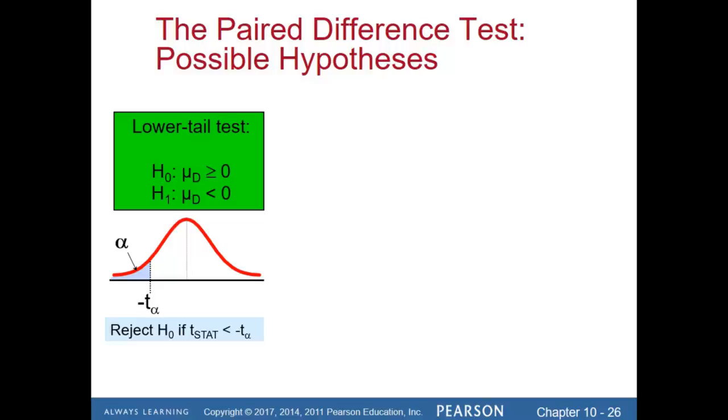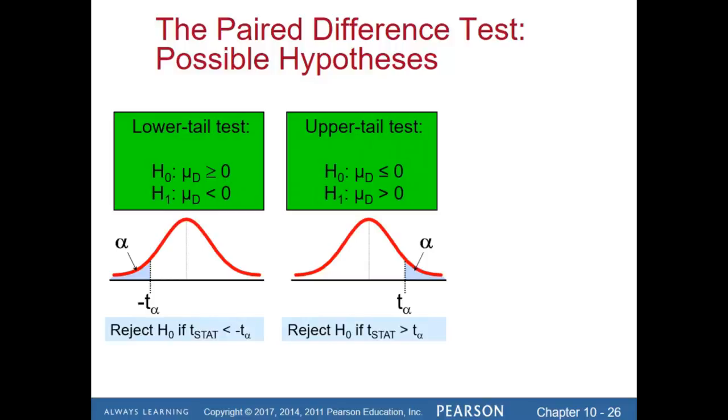So here's an example of a lower tail test set of hypotheses, and as I hope you expect by now, we've got our region of rejection, our alpha value, in the lower tail of the distribution that we're dealing with. If we have an upper tail test, so we're hypothesizing for the alternative that the mean difference is greater than 0, we put our region of rejection in the upper tail of that distribution.